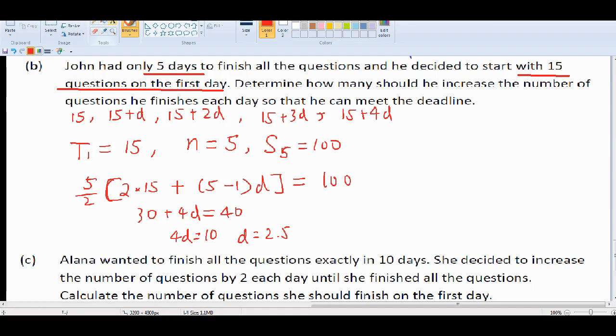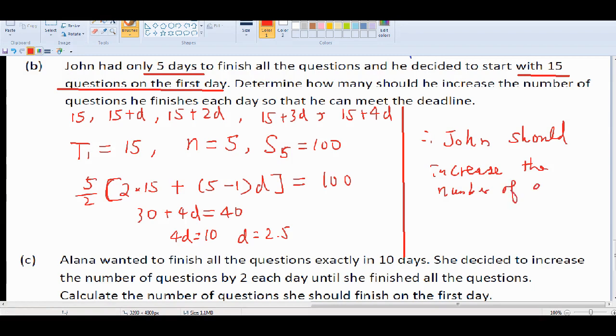So each day after the first day, he needs to add at least 2.5 questions, but we can't do 2.5 questions. So that means at least he needs to add 3 questions each day, by 3 more than the previous day. Alright, so that would be our part B.